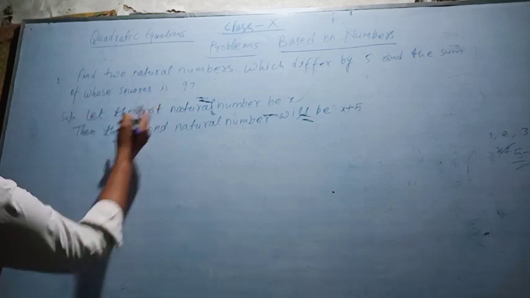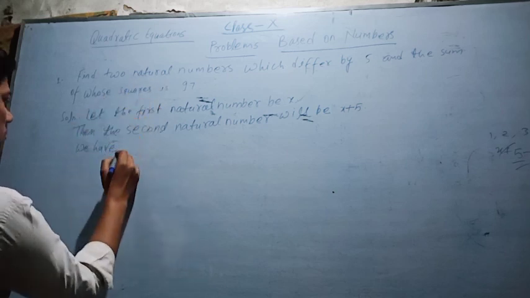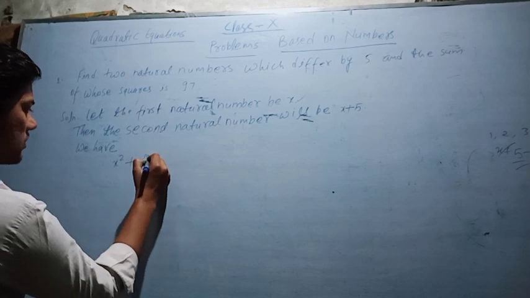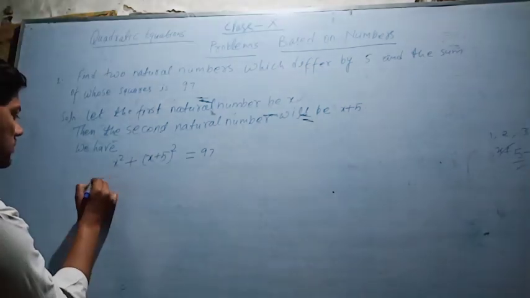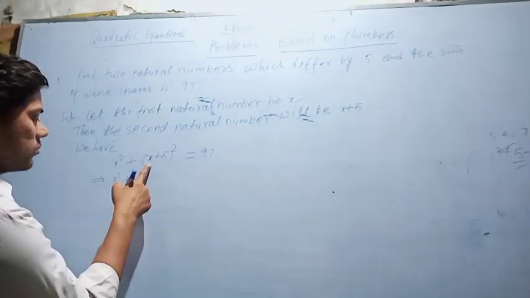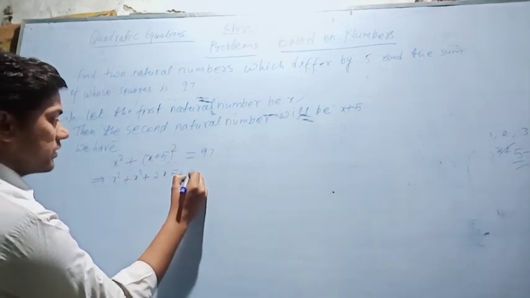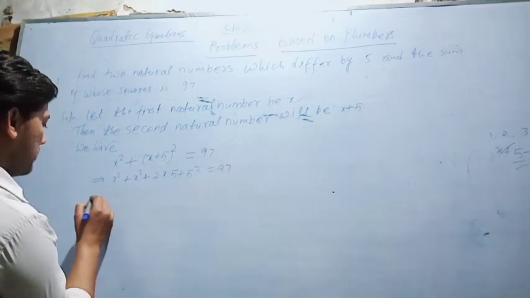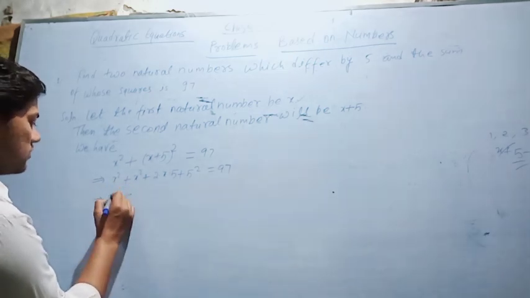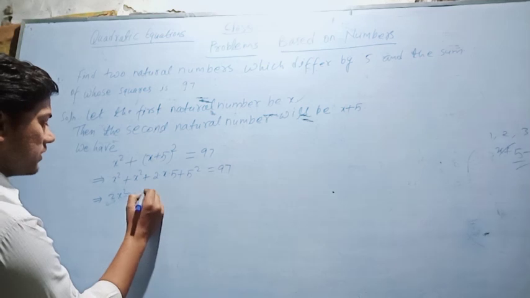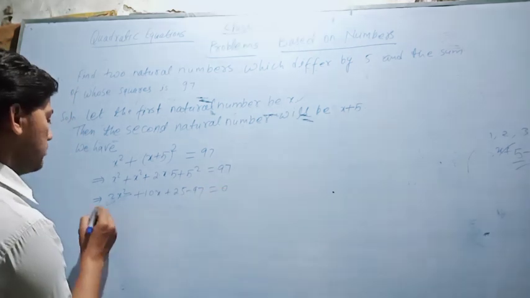Sum of whose squares means x square plus (x plus 5) whole square is equal to 97. Implies x square plus, using (a plus b) whole square equals a square plus 2ab plus b square, x square plus x square plus 10x plus 25 minus 97 is equal to 0.